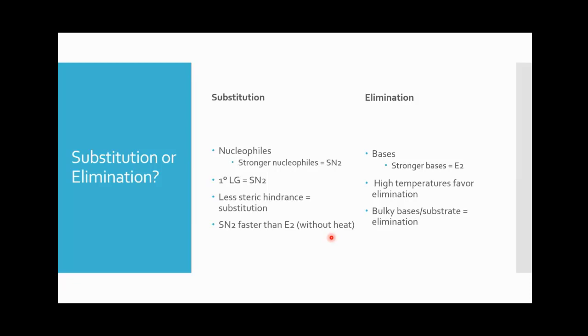But if you see a triangle anywhere, and you don't know whether it's substitution or elimination, usually high temperatures or addition of heat will favor elimination. That's because double bonds are more stable when it's hot.